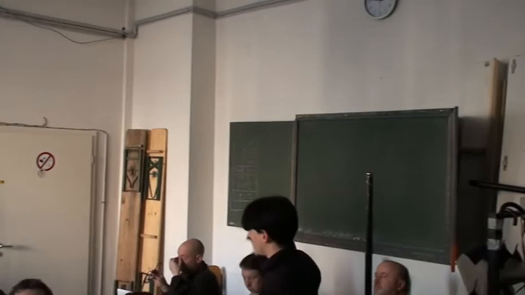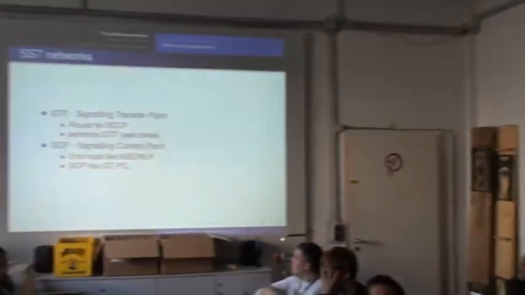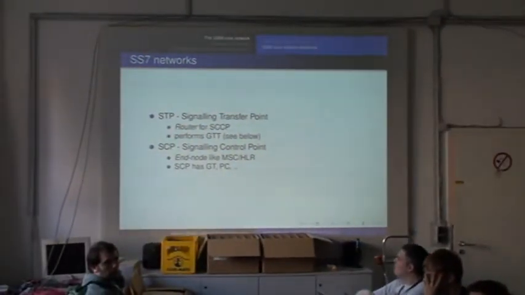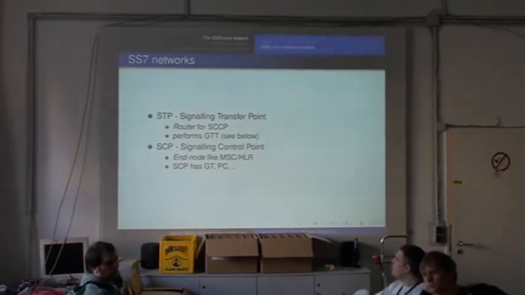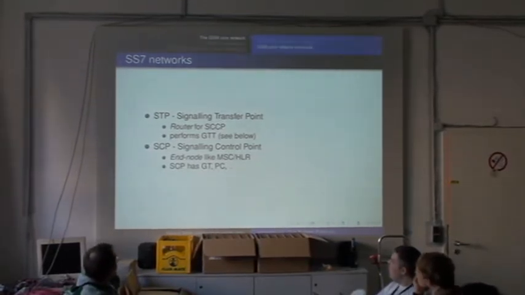SCCP in this context is always used... I'm talking more about one of the slides. We have some elements in SS7 networks, they're called STP and SCP. So an STP, the signaling transfer point, is like a router for SCCP. If you think of IP networks, then that's sort of the router function. And it performs global title translation, which is key to routing in SS7 networks.